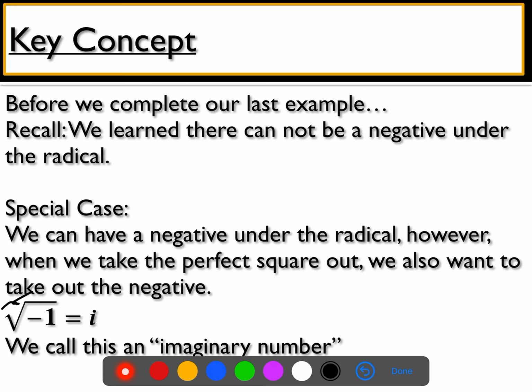Okay, so anytime we have a negative underneath the square root, we're going to use this equivalent here. So this is almost like another perfect square to use.